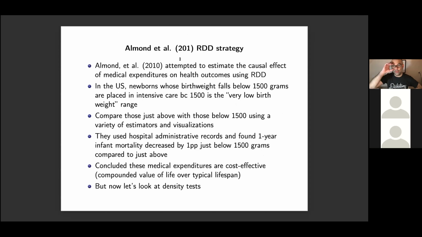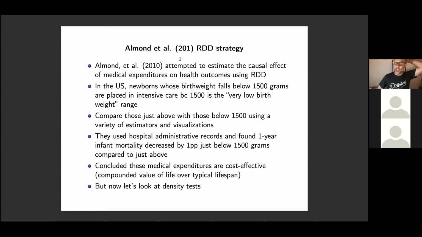So Doug Almond attempted to estimate the causal effect of medical expenditures on health outcomes using RDD. In the United States, newborns whose birth weight falls below 1,500 grams are placed in intensive care. 1,500 grams is considered a very dangerous condition called very low birth weight, where a child has a higher chance of dying. They're going to compare those just above 1,500 with just below using hospitalization records.